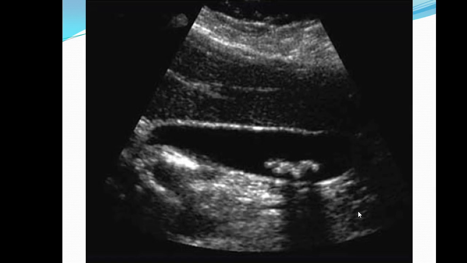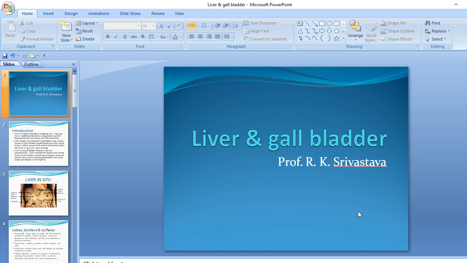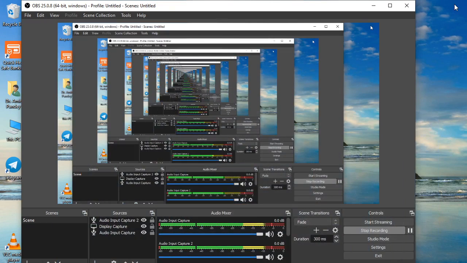So that is all about the liver and gallbladder, its peritoneal reflexion, its blood supply, and the extrahepatic biliary apparatus and applied anatomy.